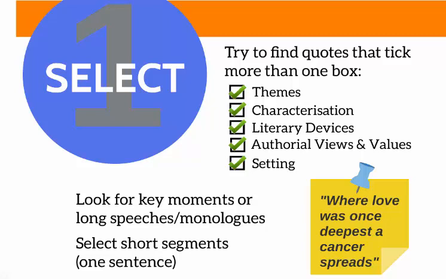You want to look for key moments or for long speeches and monologues. Authors usually have important ideas and messages in those big speeches, so they're a good place to start. When you're selecting your quotes, you want to select short segments, one sentence at most. You don't want to have whole chunks of dialogue or whole chunks of writing in your quotes. You just want one sentence. For example, in the play Medea, "where love was once deepest, a cancer spreads."